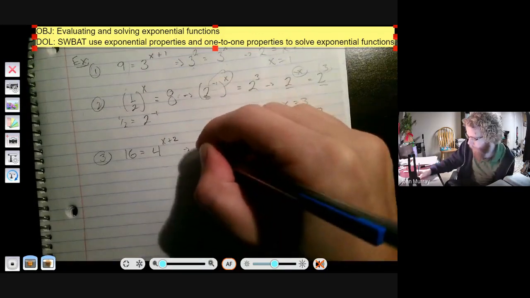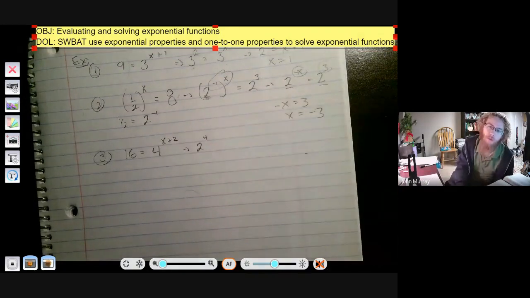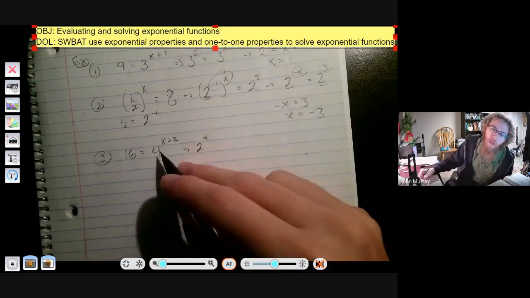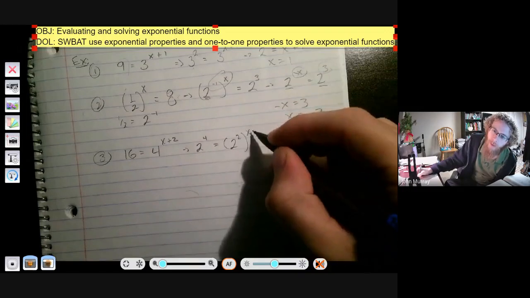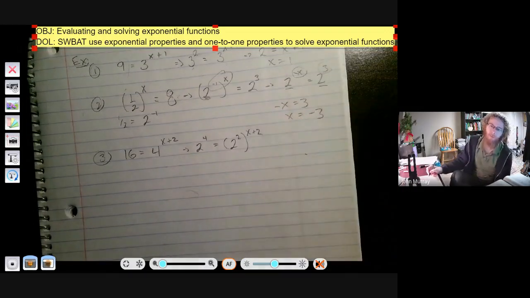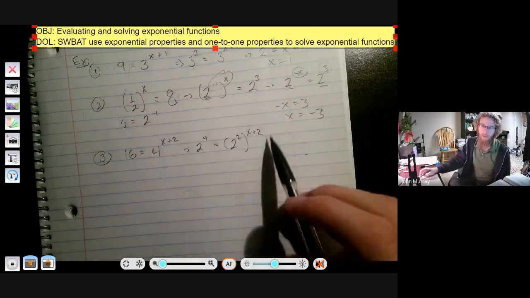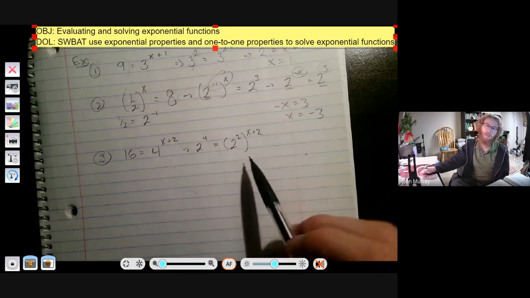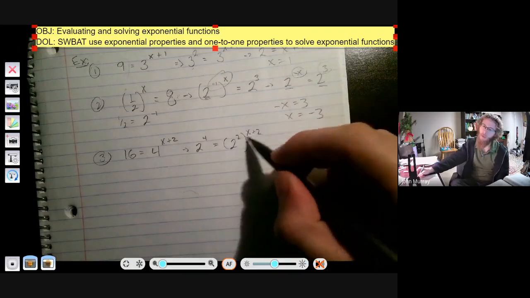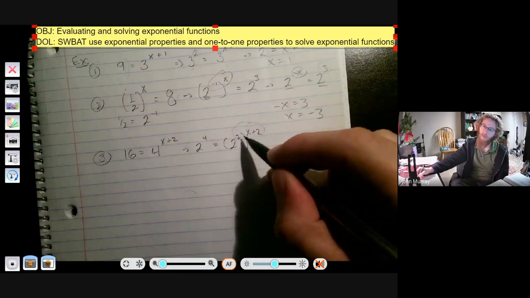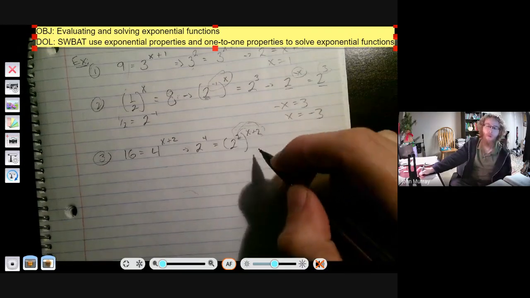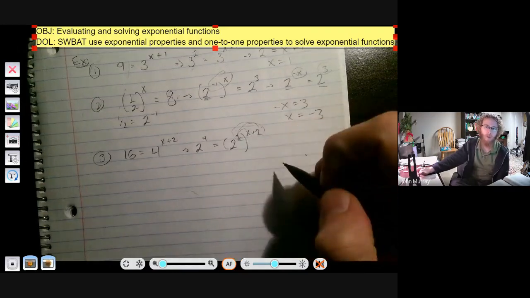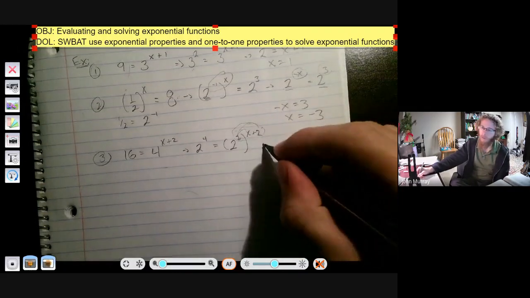So the 16, that's going to be 2 to the 4th. Now be careful here. The 4 is 2 squared, and then we still have x plus 2 as our exponent. So I want to simplify this so that we have a single exponential function. So we're multiplying these 2 terms. So just be careful. We have to distribute this 2 to both of our parts up here in that exponent.